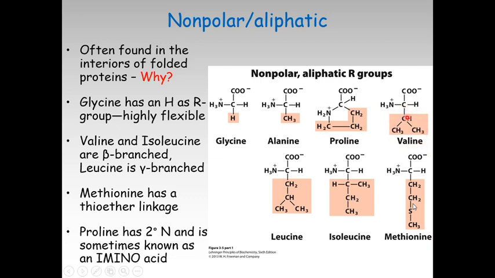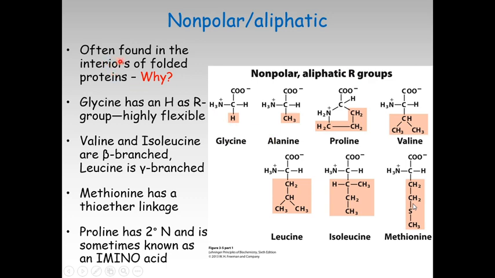The fourth one is valine, right? It's an isopropyl group. Then leucine, another methyl added to the isopropyl, and isoleucine. The difference between these two is isomerism, because the methyl is attached here for isoleucine, whereas for leucine it is attached here. And then comes methionine. Methionine is different from others because it has a sulfur. So here we are introduced to the branched amino acids, right? Valine is branched, isoleucine is branched, as well as leucine. Leucine is gamma branched, whereas valine and isoleucine are beta branched. That's the difference. Now proline, like I said, has a secondary nitrogen, a secondary amine group, and is sometimes known as the imino acid.